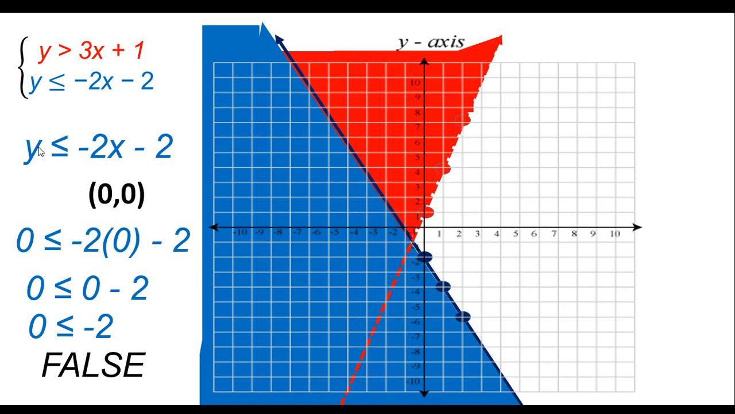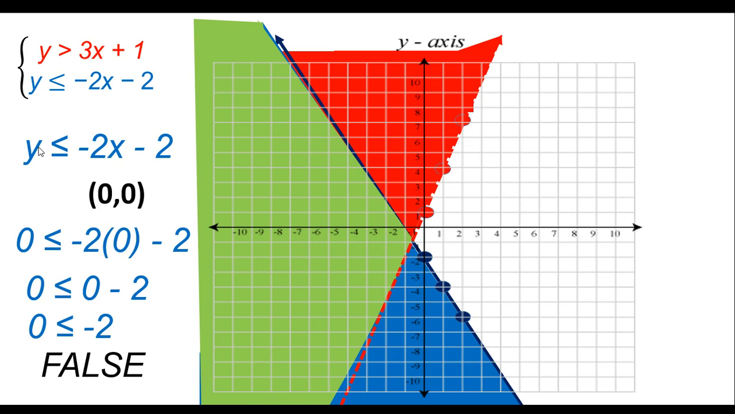Now, this region is the overlapping region, wherein this region has a shade of red and blue. That's why it is colored green now. And this color green is the location of our solution for the given system of linear inequalities. So all points located here are solutions for the given system of linear inequalities. So that's all.